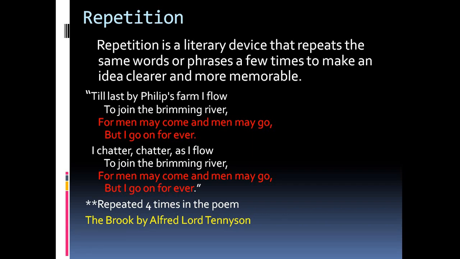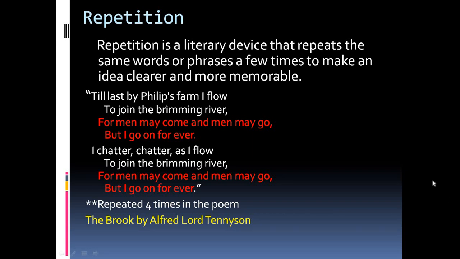For men may come and men may go, but I go on forever, which means that human beings are not permanent. Our life is temporary, but nature will be there in its place. Nature is not temporary, nature is permanent. So human beings will come, they will go, but nature will remain in the same place. So these 2 lines have been repeated 4 times in the poem Brook by Alfred Lord Tennyson.